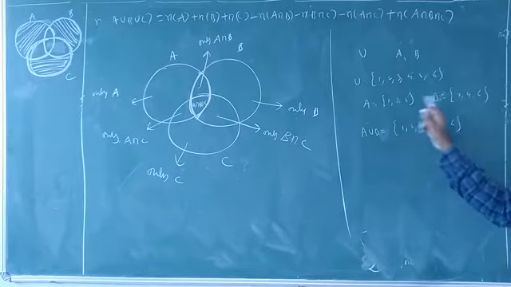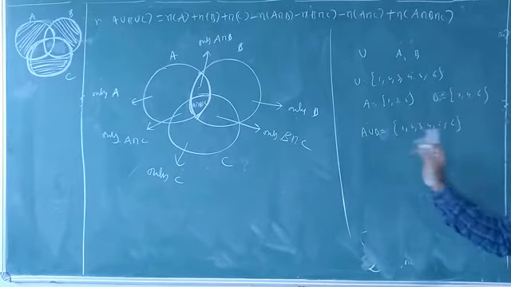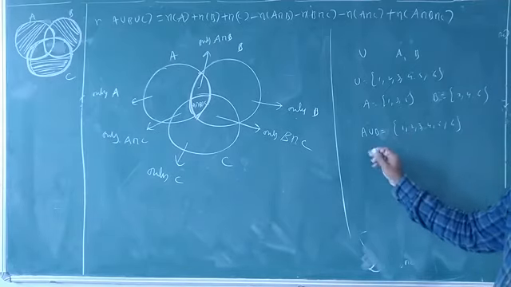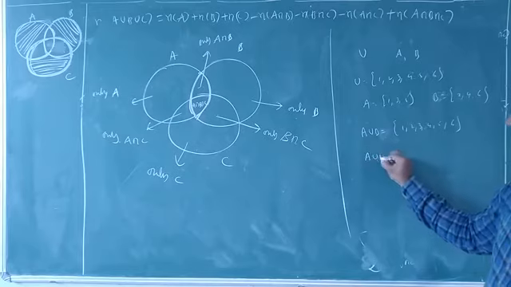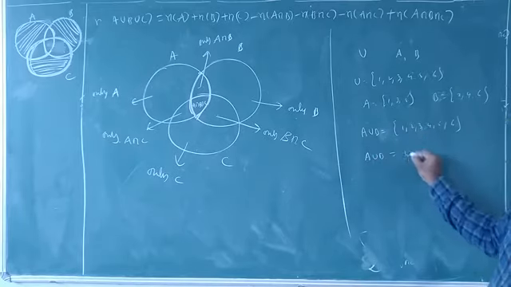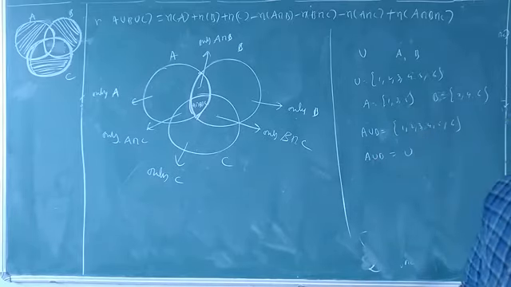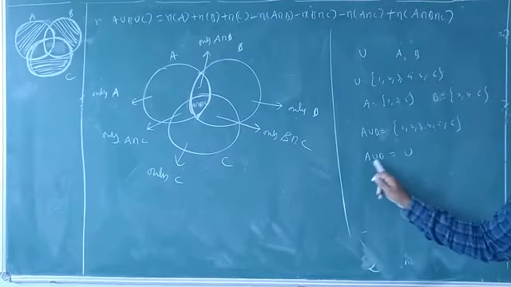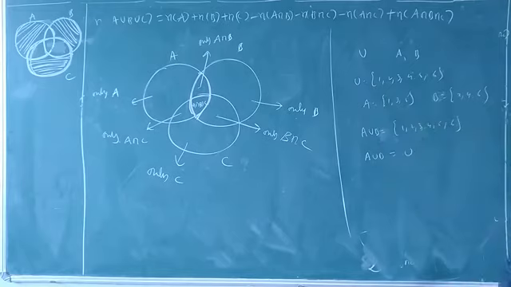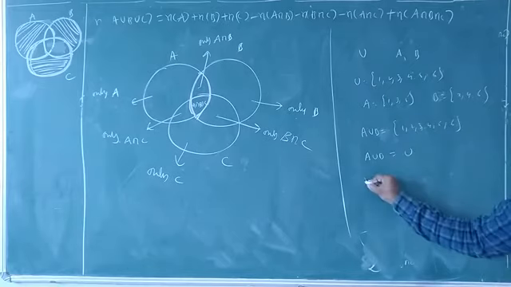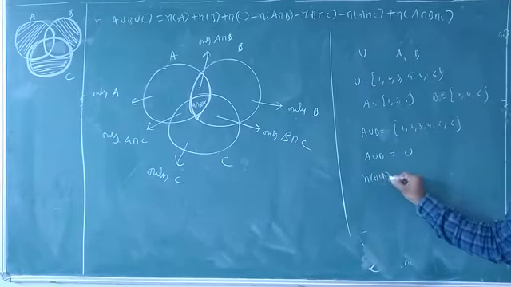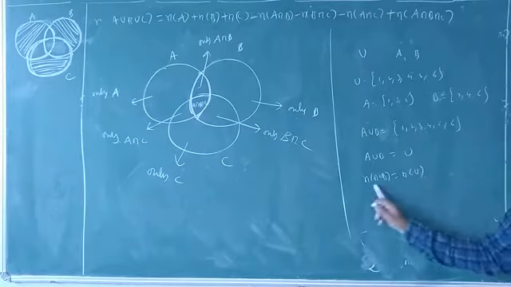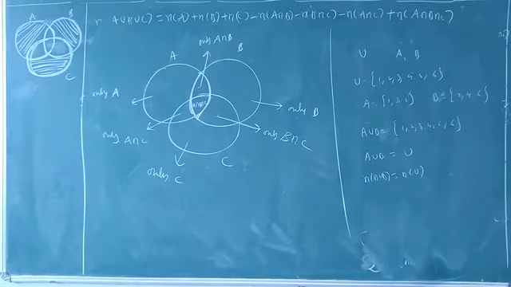A union B is equal to 1, 2, 3, 4, 5, 6, or not? Yes. Just observe carefully. Here A union B set is equal to U or not? A union B is 1, 2, 3, 4, 5, 6 only. So set A union B is equal to U, you got. Okay, that means the number of A union B is equal to the number of U. Both are equal sets here.